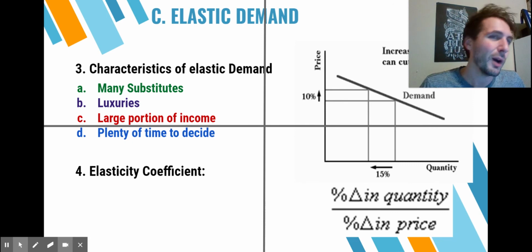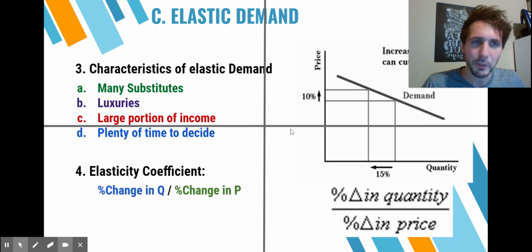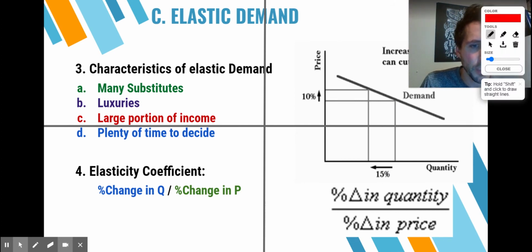Elasticity coefficient also applies here. It's the same equation as the elasticity coefficient for inelastic demand. Simply a percent change in quantity over your percent change in price. So for this one, I would take my percent change in quantity, which is decreasing. We don't really care about positive or negative right here. 15. We will later on when we look at different elasticities. 15 divided by my change in price, which is going up 10, and that's going to give me 1.5. And that is going to show me that it's highly elastic.